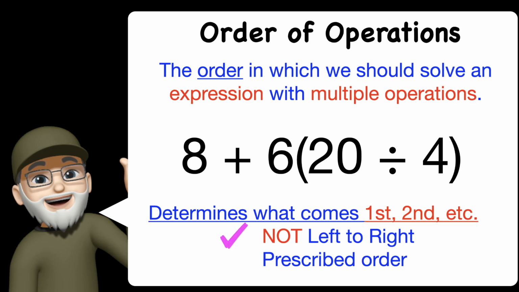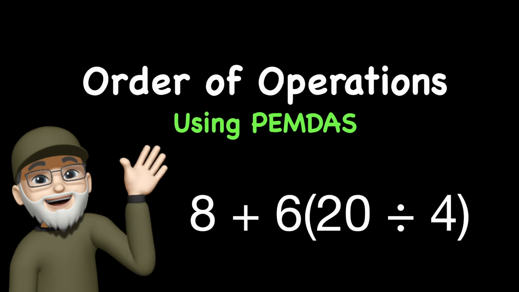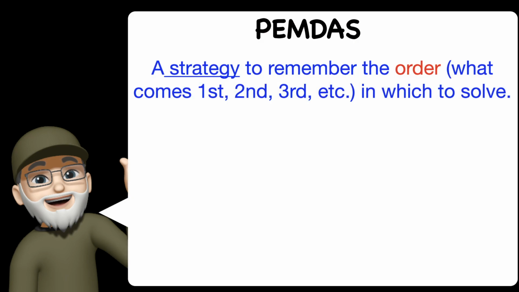We do not just go from left to right when you have multiple operations. We have to go in a prescribed order. That's where PEMDAS comes in. PEMDAS is a strategy to help us remember the order in which we solve, for example, what comes first, second, and third.